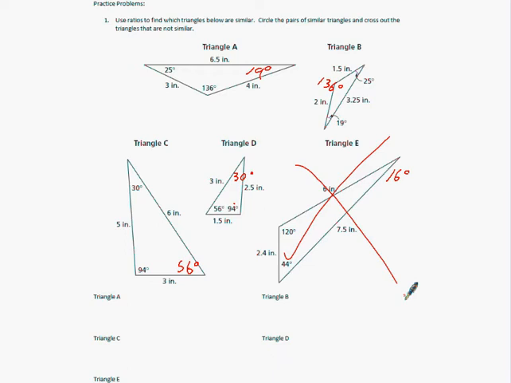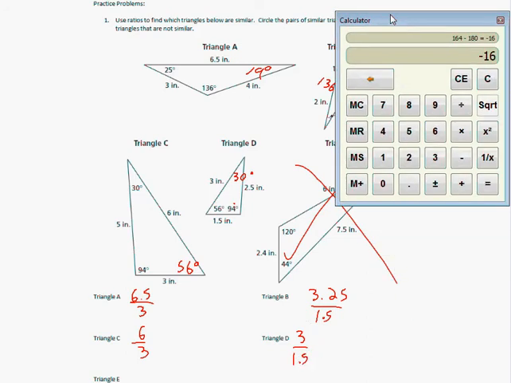Triangle A, long side over short side. Triangle B, long side over short side. Triangle C, long side over short side. Triangle D, long side over short side. Use a calculator, turn these fractions into decimals. 6.5 divided by 3 equals 2.2. I'm going to round that.